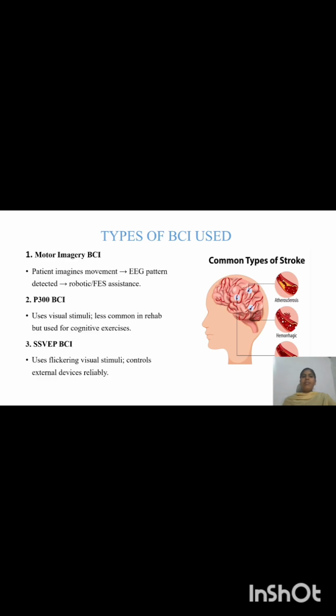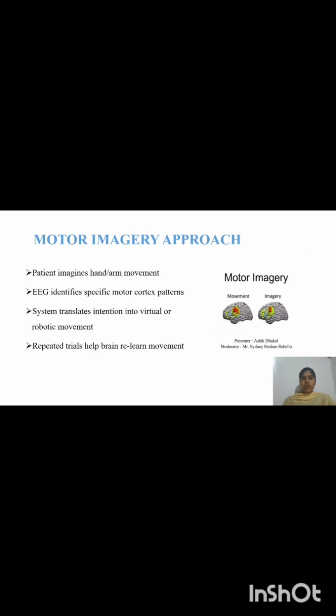Then P300 uses visual stimuli. SSVEP BCI uses flickering visual stimuli. Then the motor imagery approach uses the patient's imagined hand and arm movements. EEG identifies the specific motor cortex activity of patients. The system translates intention into virtual or robotic movements. Then repeated trials help the brain relearn movements.